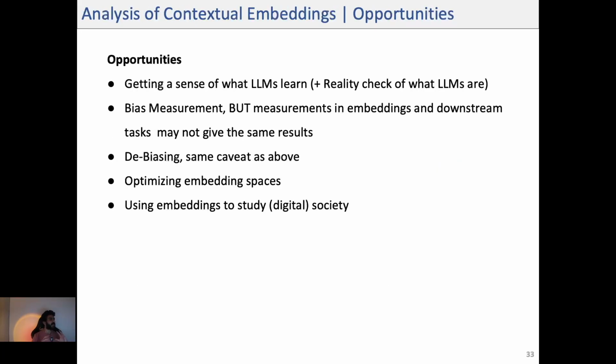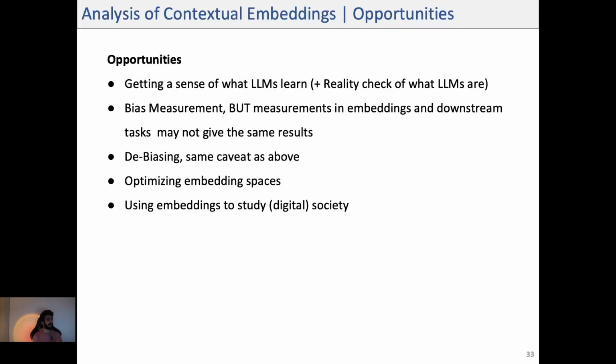So let's wrap up this part with some of the good opportunities that come from analyzing contextual embeddings. So first, we get a glimpse into what LLMs have actually learned. Embeddings let us peek inside the model and check if it captures real-world associations, or if it captures maybe strange ones we did not really expect. So it's a reality check, not of the output, but of the underlying mental map of the model.